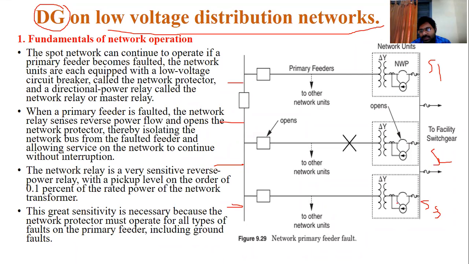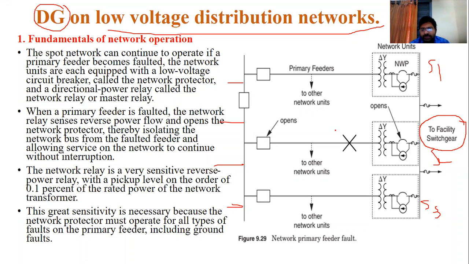Now see a critical arrangement in this type of radial distribution feeders or radial network feeders: the switchgear. A switchgear is nothing but a protective equipment. Remember, a switchgear is a protective equipment. First of all, what is the operation of this network?